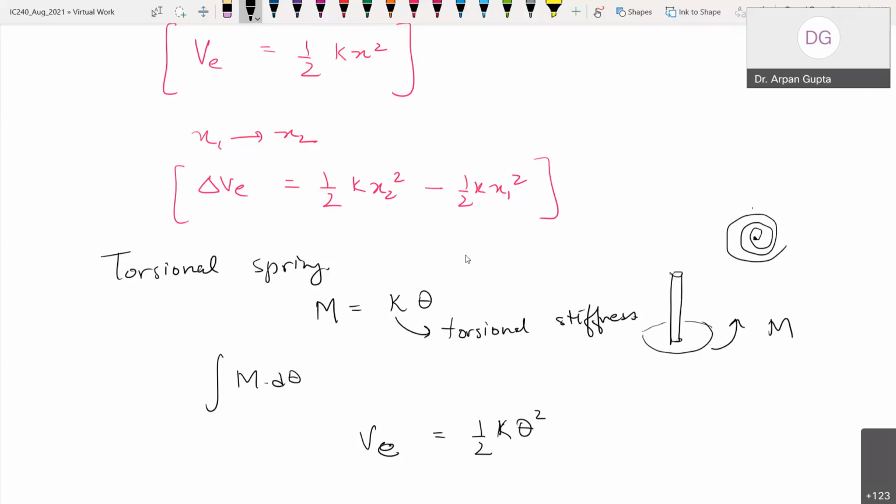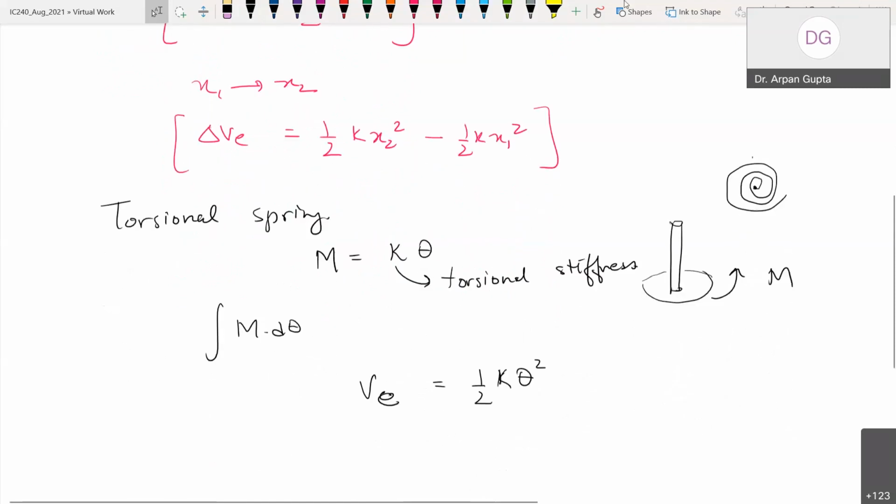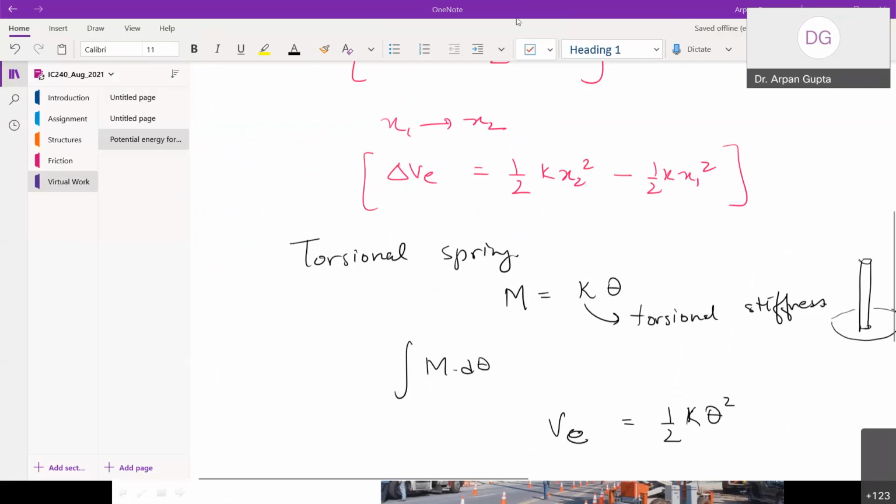So I think that these are some of the basic concepts which we are going to use in the next class. I think that's all for today. We'll stop here.